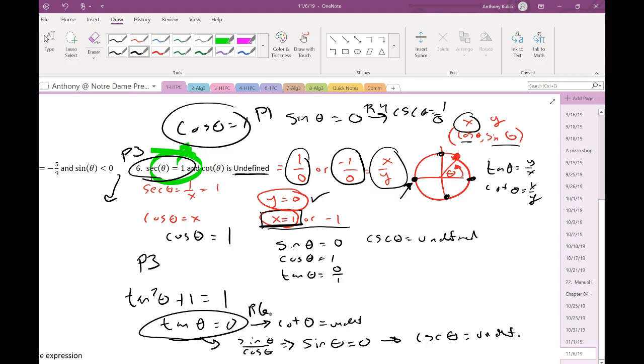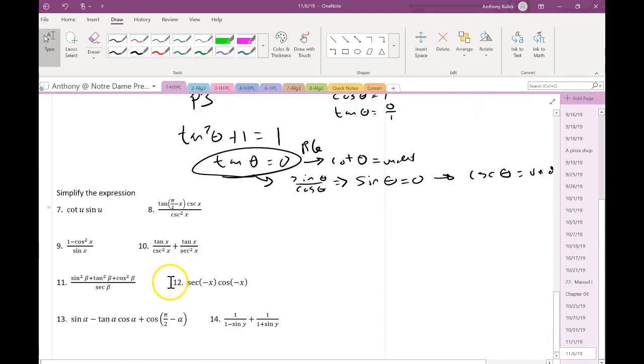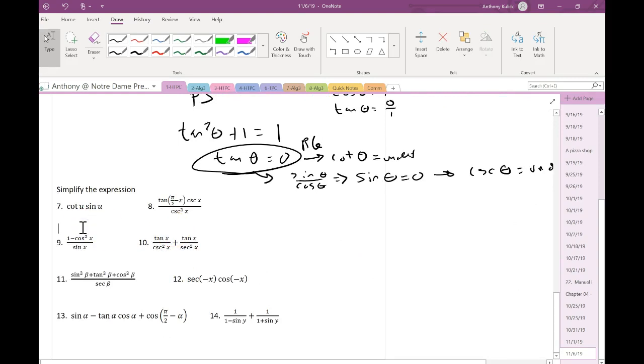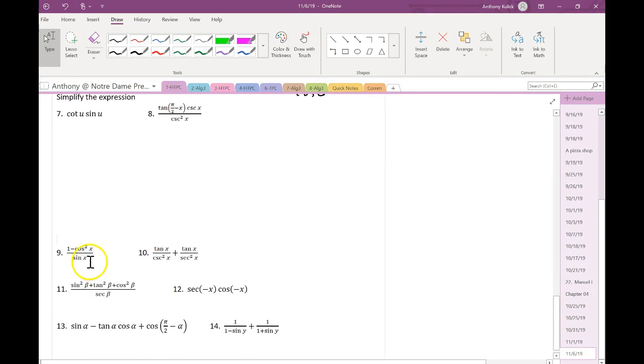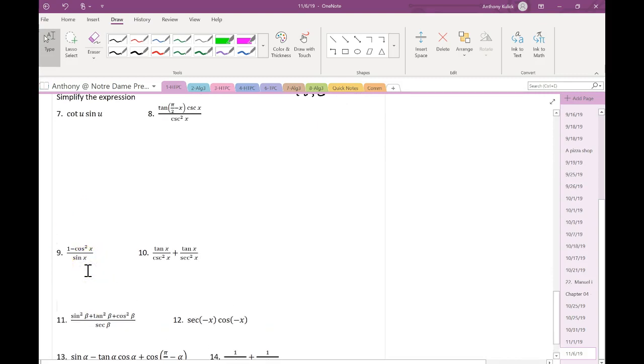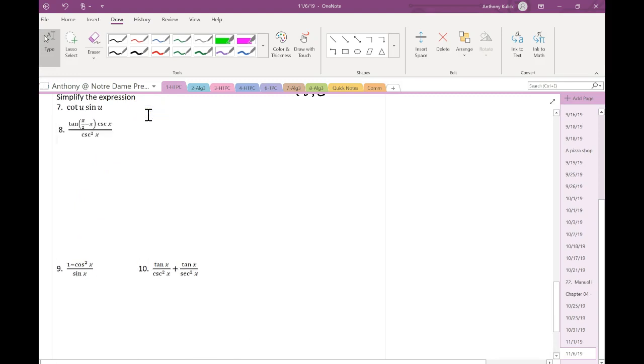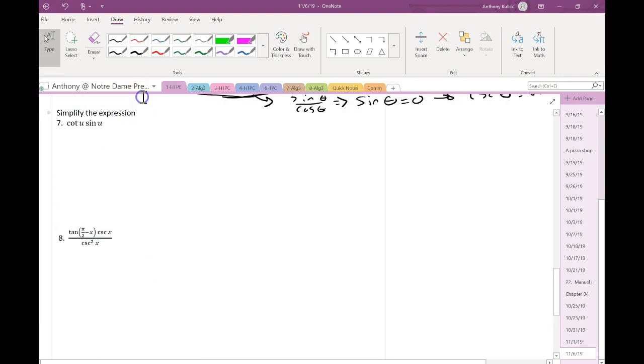Okay. Now, real talk here, folks. Of the problems we've done so far, the ones I'm most interested in you being able to do are the ones here, 7 through 14. Some of them are quite easy. Some of them are a little bit challenging. But these are the ones that I think have more long-term value, and I'm personally more interested in you being able to do these.